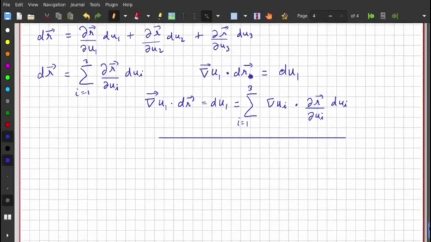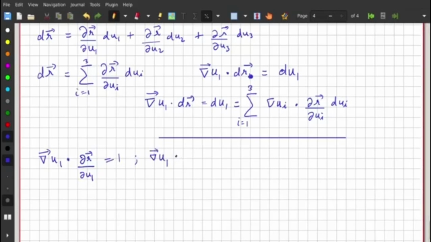If you see, since only the dot products in the same direction will survive, we will have grad u1 dot partial r partial u1, that has to be 1. Okay, on the other hand, grad u1 dot partial r partial u3 equals 0, and grad u1 dot partial r partial u2 is also 0.